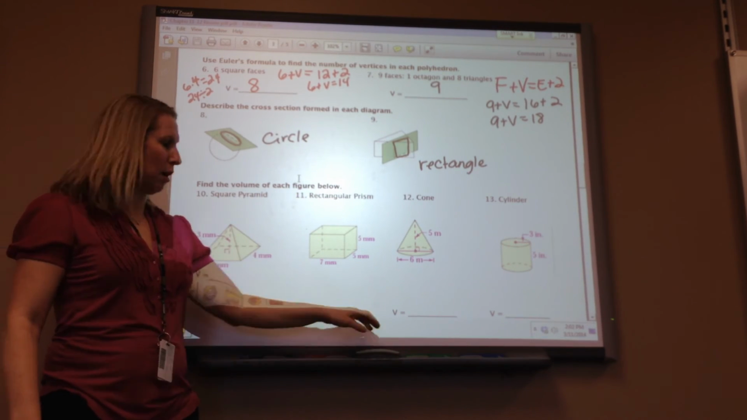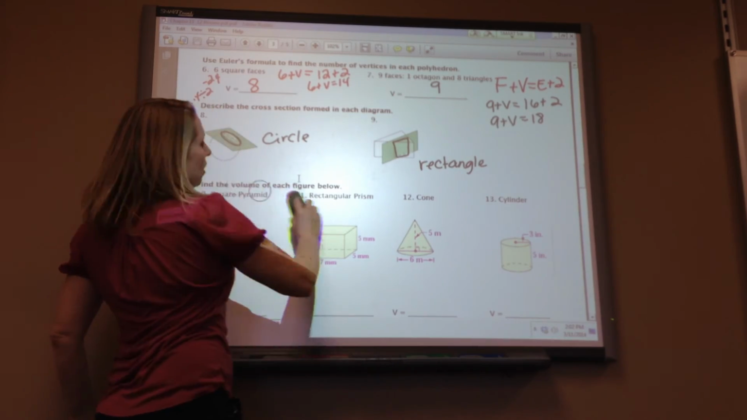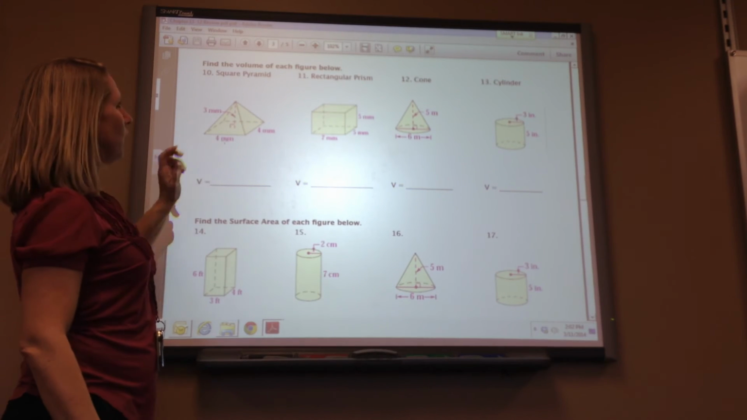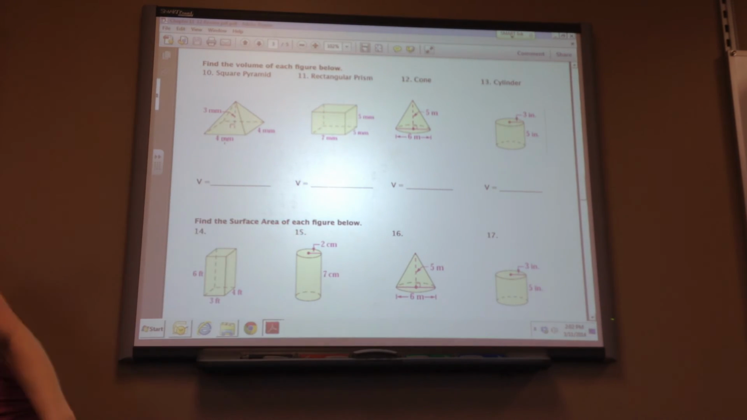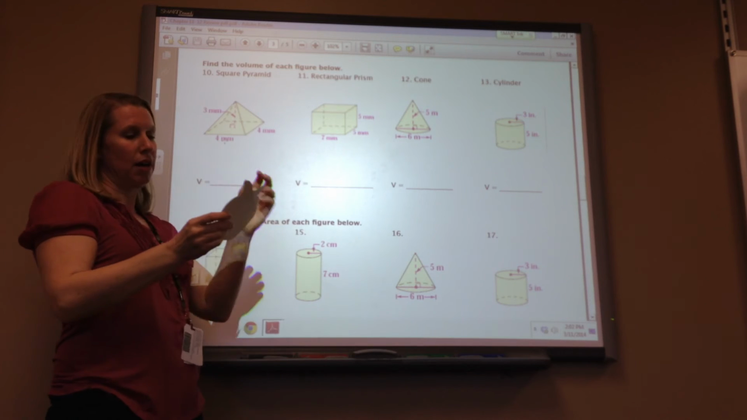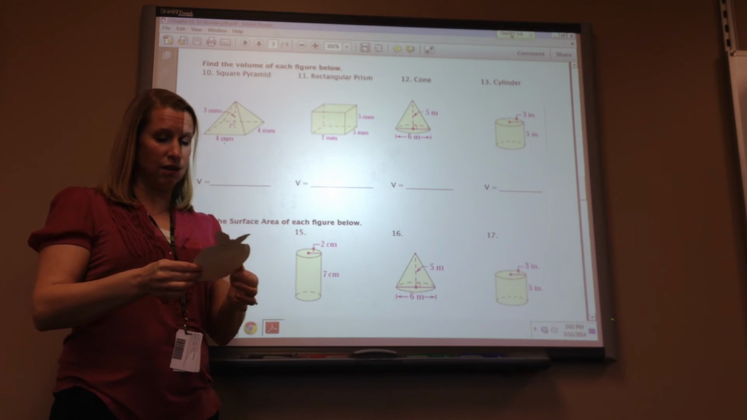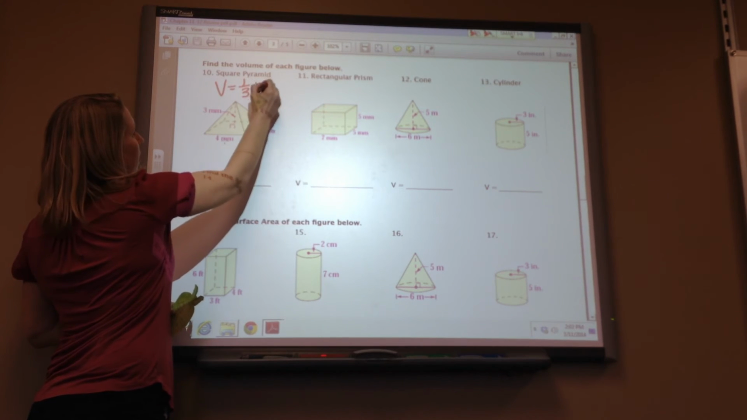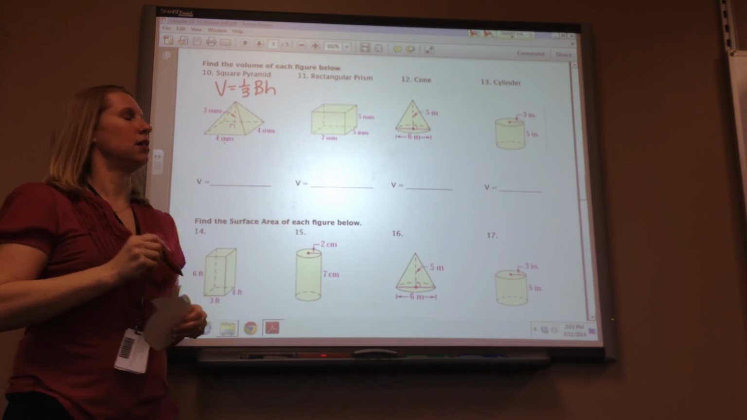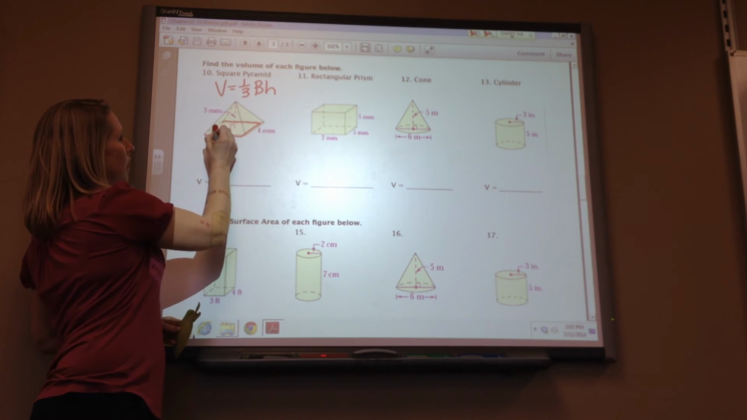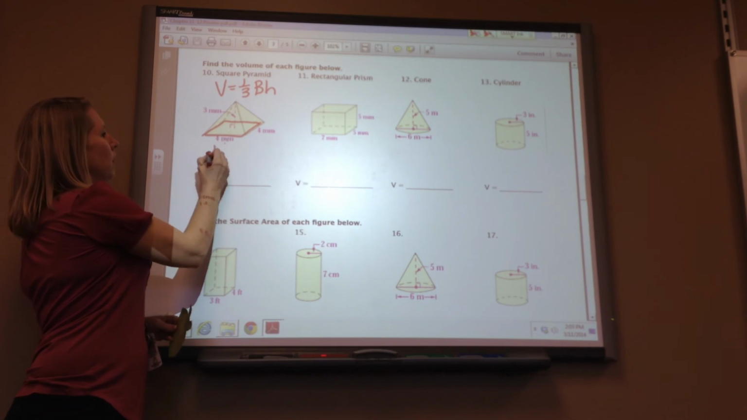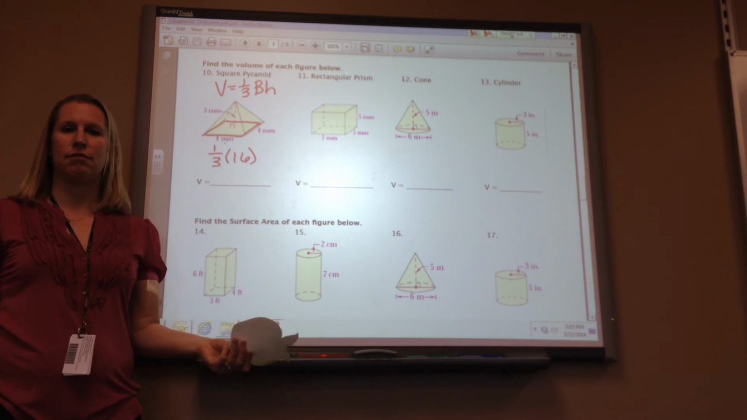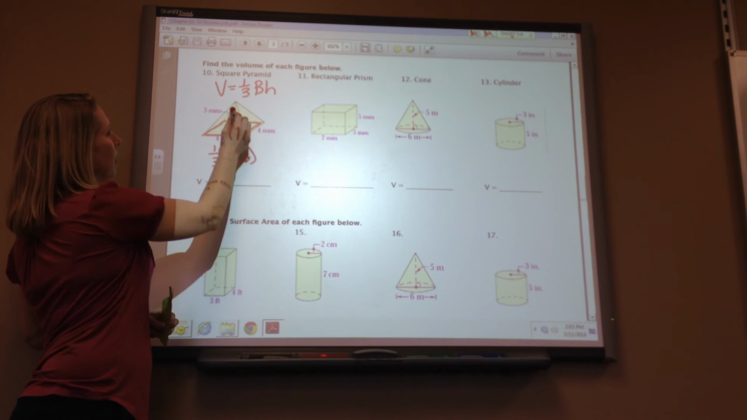Okay, now we got volume problems. So I'm going to erase all this. And we're going to find the volume. So I have my formulas here. So to find the volume of a pyramid, you will be given the formulas on your test. So the volume of a pyramid is 1/3 area of the base times the height. So my base is a square. So I would do 1/3 area of the base is 16, 4 times 4, 16, length times width, and then the height would be 3.